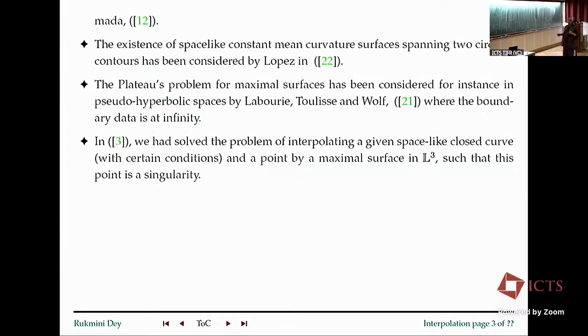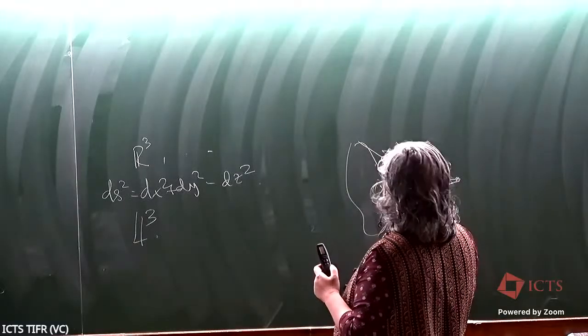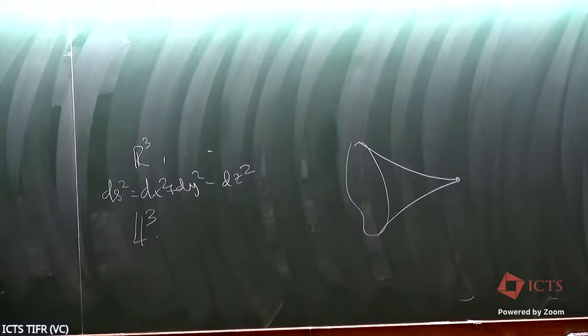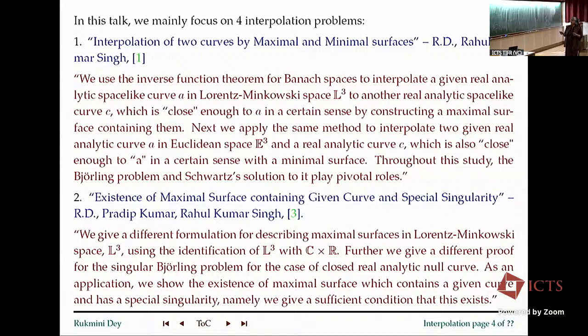In one of the problems which I'm going to talk about today, we have a space-like closed curve and a point, and we want this point to be a singularity, and we want to know what kind of curves are allowed so that there is a maximal surface between them. So we got some sufficient conditions. And the other problem is the interpolation between two curves by maximal and minimal surfaces.